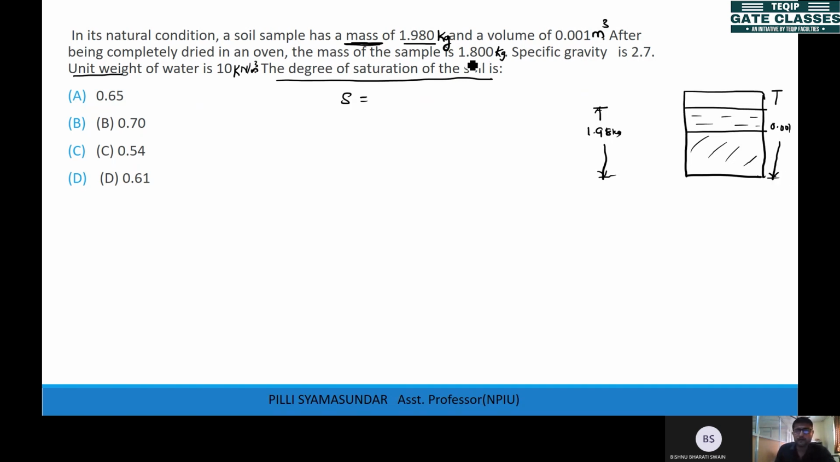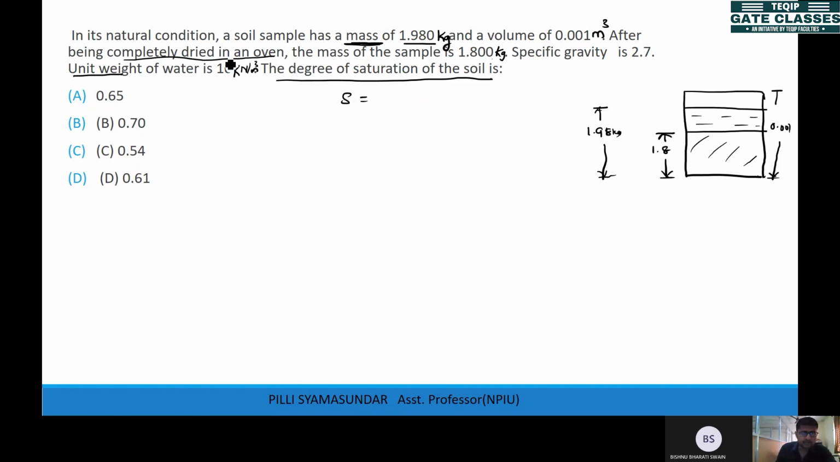And what else is given? It is being completely dried in an oven. After you keep it in the oven, you lose the water. After you lose the water, the mass of the sample is 1.8. After the water is evaporated, you are left with only the soil. So this weight is 1.8.